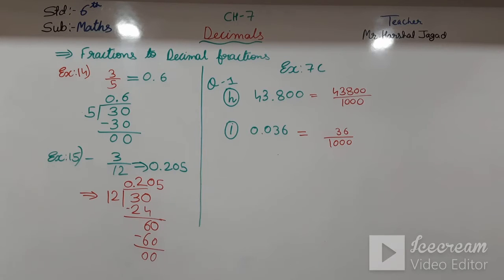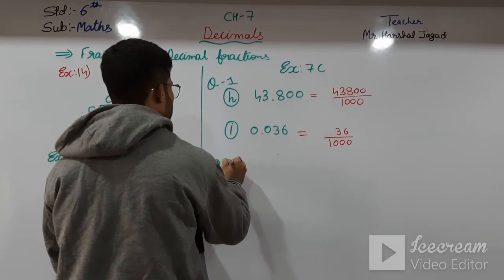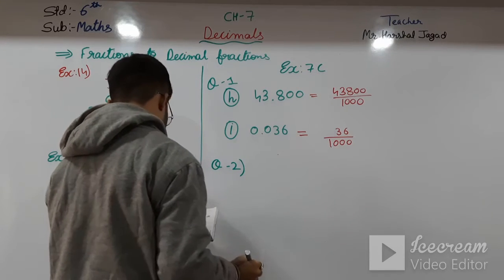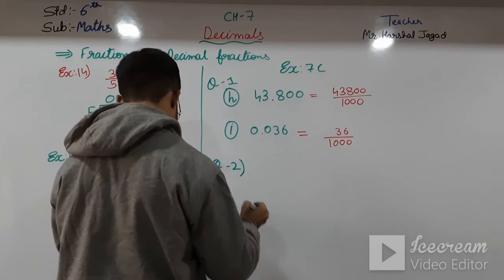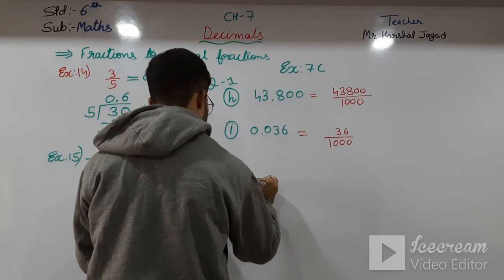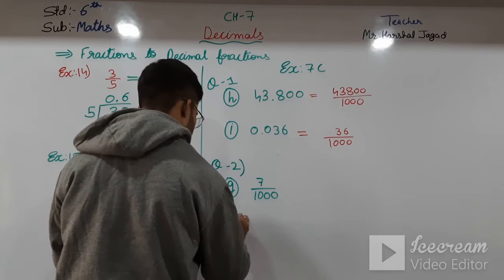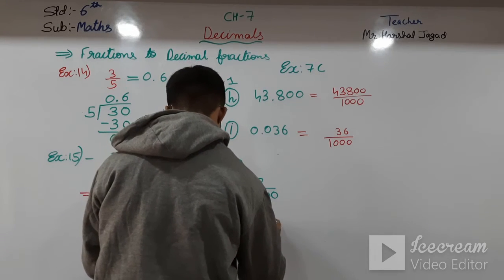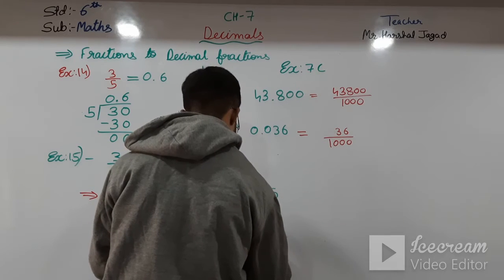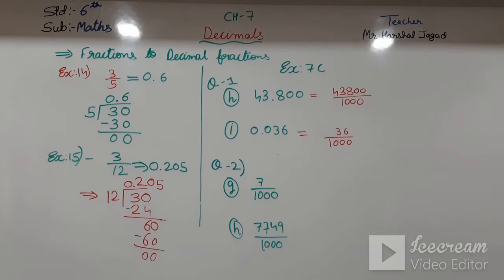And question number 2: convert the following into decimal fractions. From that we will do G, that is 7 by 1000, and H, that is 7749 by 1000. Okay, so let us do that.